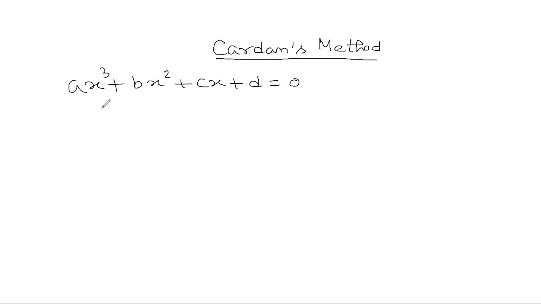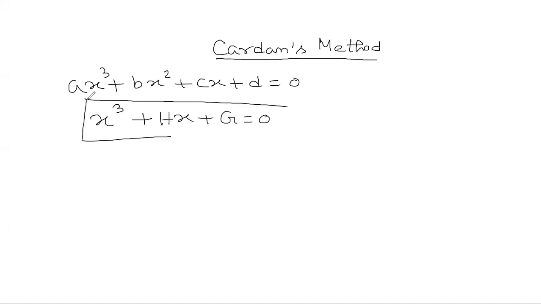You see, if you have a cubic equation which is of this form, then it is called a Cardan's equation or Cardan's form. So these kinds of cubic equations can be solved using Cardan's method. Now what happens if in the cubic equation you have these kinds of terms present?